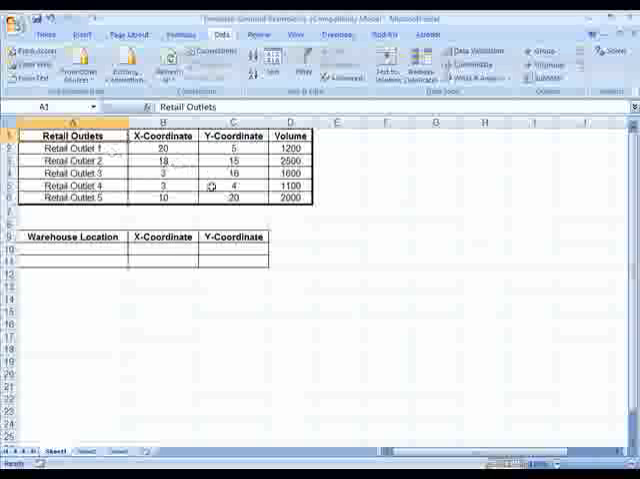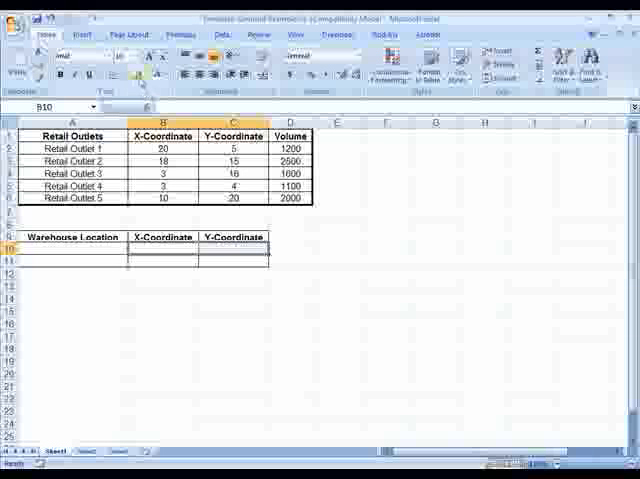So this is the data that I've been given, exactly from the slide that I showed you: the X and Y coordinates of the 5 retail outlets, the volumes. The warehouse location is what we want Solver to tell us. So I'll just shade these red because Solver is going to fill these cells for us. What we do need in our model then is the actual distance between this warehouse location once we find it and the other retail outlets.